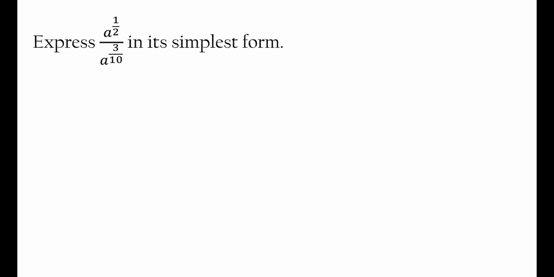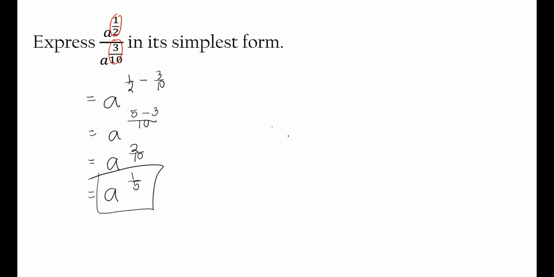Express a raised to 1/2 divided by a raised to 3/10 in its simplest form. To do that, we again apply the laws of exponents. This expression will be equal to the base, and then the two exponents 1/2 and 3/10 have to be subtracted. So that would be 1/2 minus 3/10. To simplify the exponent, we have to take the LCD, and the LCD is 10. 10 divided by the denominator 2 is equal to 5, times the numerator 1 gives us 5, minus 10 divided by 10, and that is equal to 1, times the numerator 3 is still 3. Simplifying this further, 5 minus 3 is equal to 2 over 10. And 2 over 10 in lowest terms is equal to 1 over 5. So the final answer is a raised to 1 over 5.